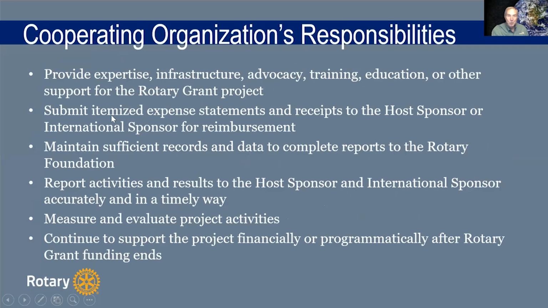Okay, and the last one here about responsibilities is the cooperating organization. It's usually expertise, infrastructure, that sort of thing, supporting the grant itself. The cooperating organization has to do things like agree that if there's ever an audit, they will cooperate with the audit. They report on what expenses they have, and they have to be available with their records to be audited, that kind of stuff.